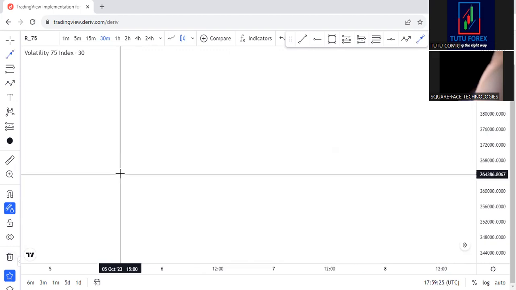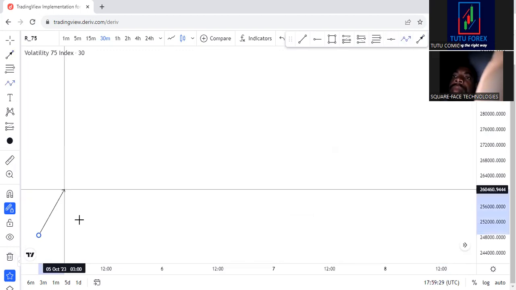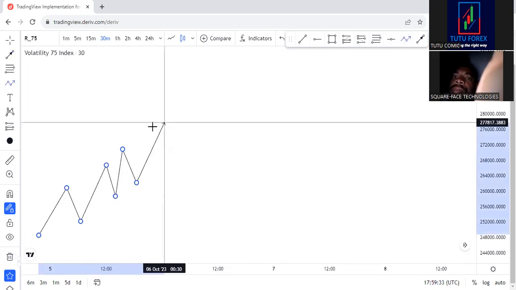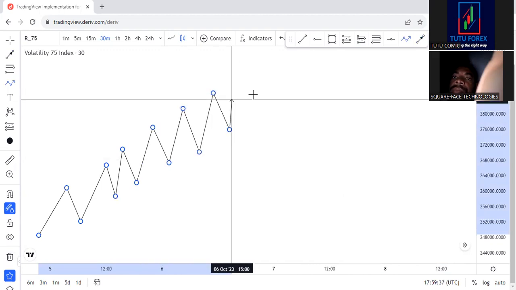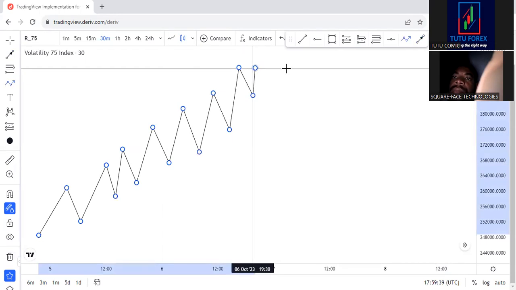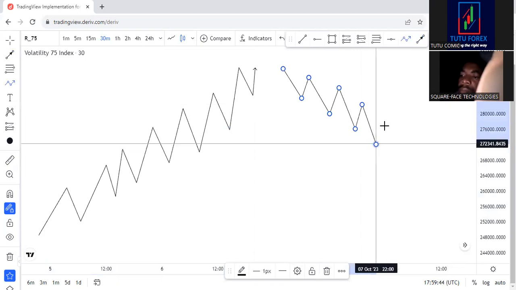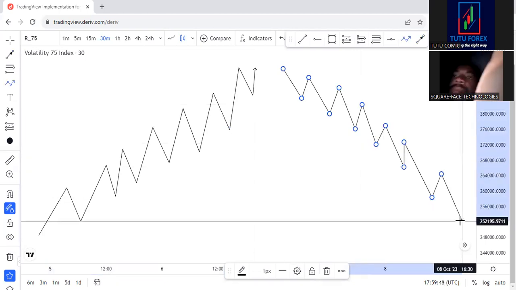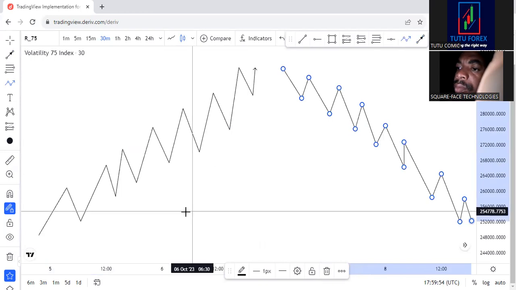You must identify the trend first, and you make sure you see the trend of the market is giving a series of higher highs, higher lows, higher highs, higher lows, higher highs, higher lows. And note, you must identify the trend of the market on a higher time frame. You don't identify the trend of the market on a lower time frame, because if you do, it will mislead you, right?